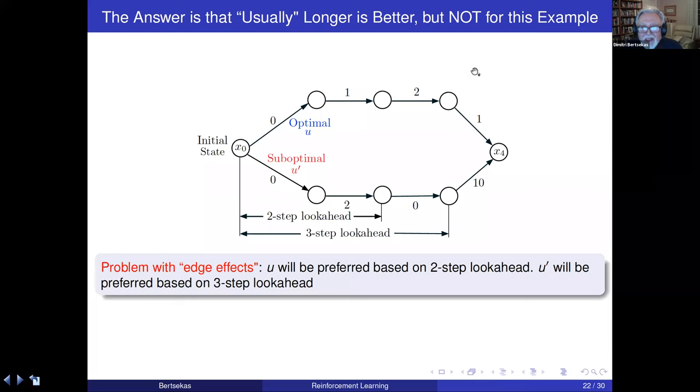The answer is yes, if you have a better J tilde. In particular, if J tilde was equal to J star, then certainly you would be optimal with two-step look ahead or with three-step look ahead. The problem here is that the J tilde is very bad on this example. So if you have a good approximation J tilde, you can be more secure in the belief that you're doing better with longer look ahead, but that's not a guarantee. Okay, thank you. Okay, good.